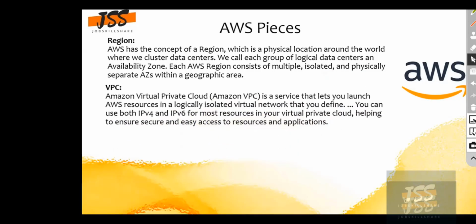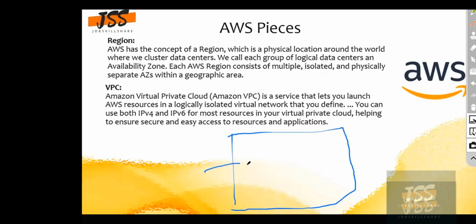Then we have VPCs. A VPC is nothing, you can just consider it like a container on which you will deploy your resources. And what resources are like your routers, switches, IPv6 addresses, subnetting, and everything. As you can see, Amazon VPC is a service that lets you launch AWS resources in a logically isolated virtual network that you define. You can use IPv4, IPv6, in most resources in your VPC.